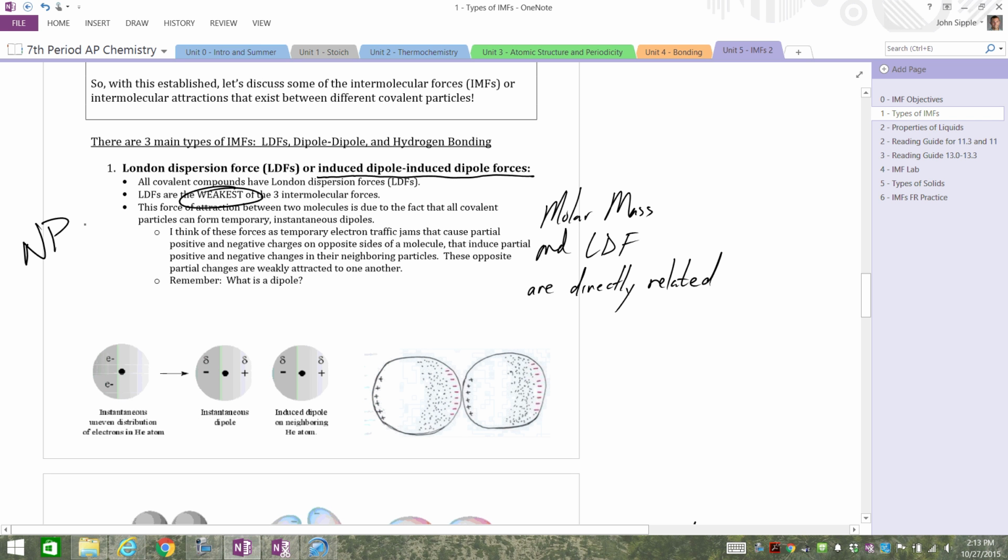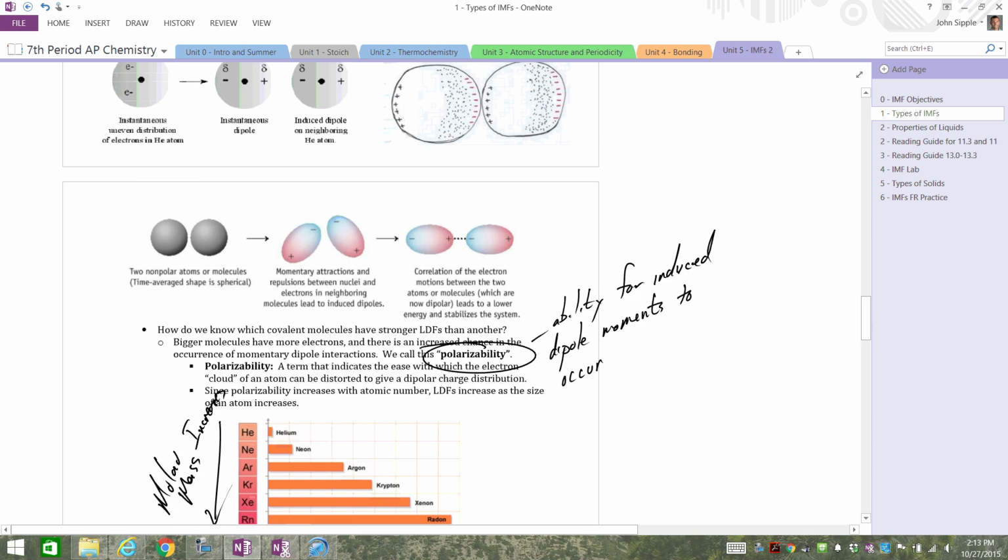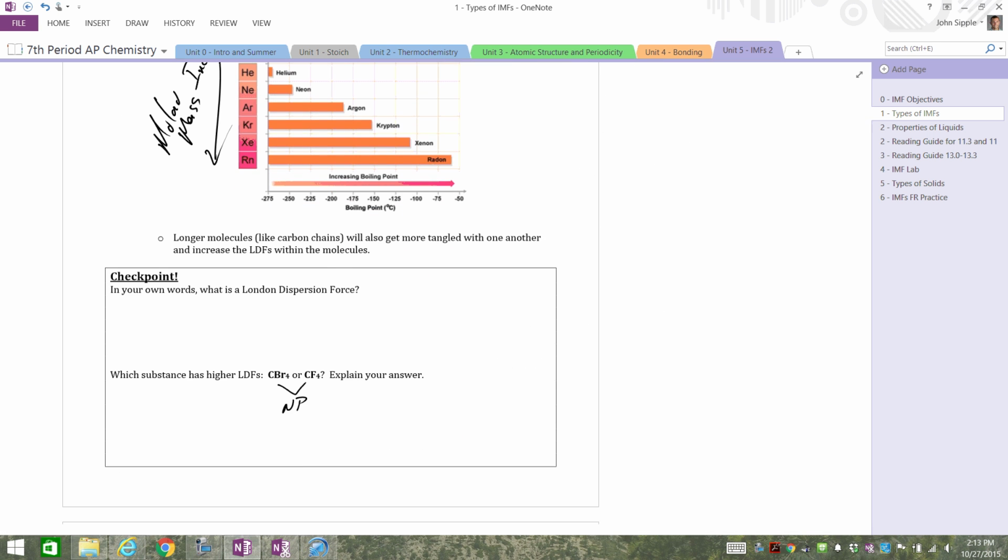If you're nonpolar, you only have LDF forces. If you're nonpolar, you only have LDF. It's the only intermolecular force you have, so it's all based on molar mass. This also is the reason why butter, vegetable oil, and things like that, some are solids, some are liquids. It's because of London dispersion forces. Stuff like that. All right, so back to carbon tetrabromide and carbon tetrafluoride.